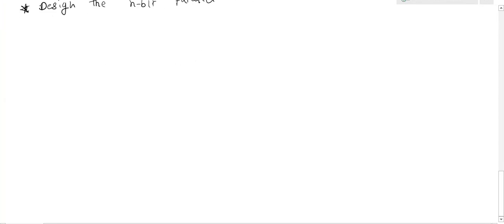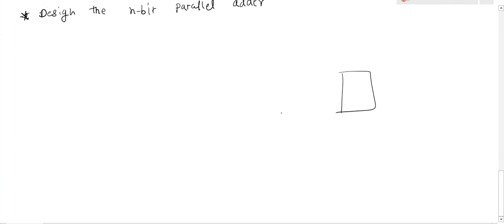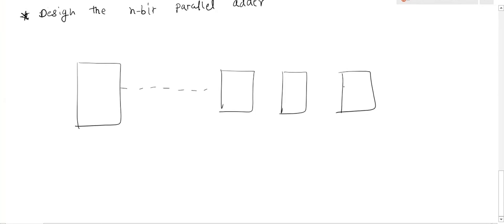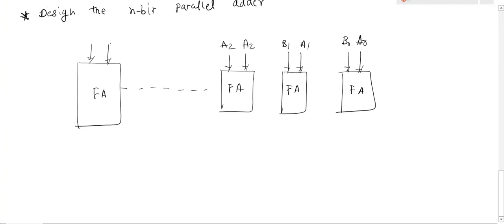the n-bit parallel adder. Now to design the n-bit parallel adder, how can I draw the block diagram? First full adder, second full adder, third full adder, fourth full adder up to the nth. This is the n-th full adder. Now these full adders are accepting the inputs as, let's say, A0, B0, A1, B1, A2, B2 up to AN and BN.